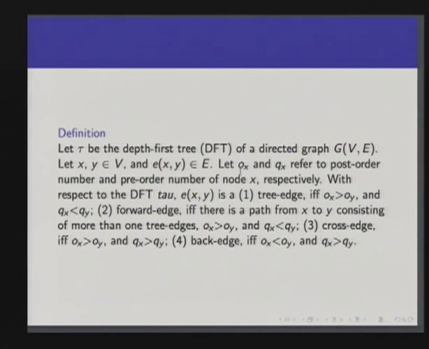Actually, we can use these post-order numbers and pre-order numbers to determine whether an edge is a tree, forward, cross, or back edge. For example, for the tree edge, let O(X) and Q(X) refer to the post-order number and pre-order number of a node X respectively with respect to the depth first search tree. It is a tree edge if the post-order number of X is greater than the post-order number of Y, and the pre-order number of X is less than the pre-order number of Y. Similarly, there are some other rules using which we can determine forward edge, cross edge, and back edge. Once we have this information, we can decompose the original graph.